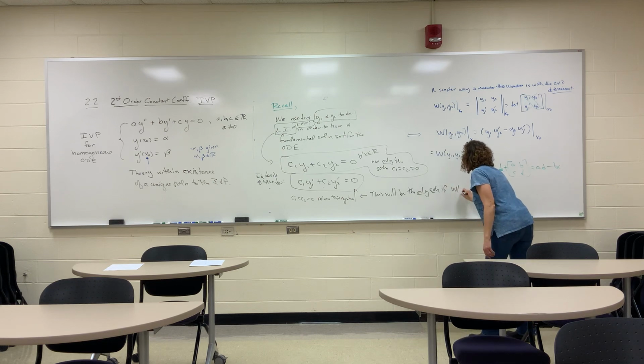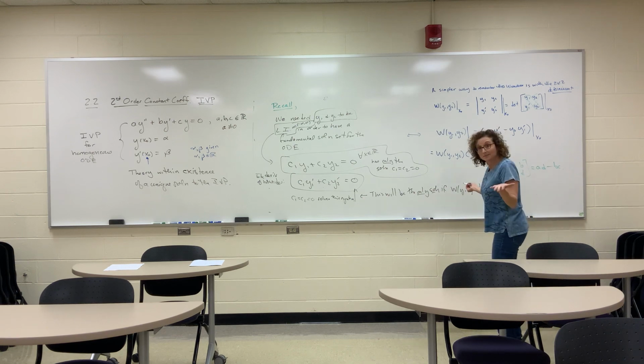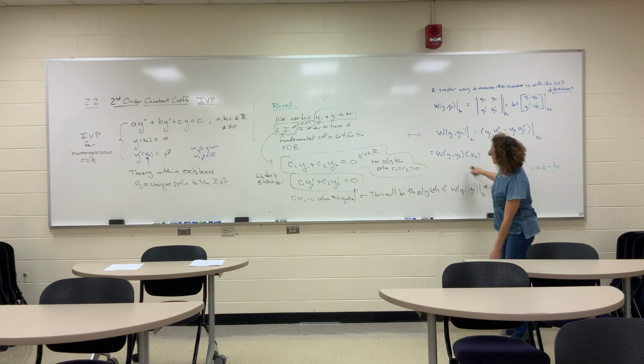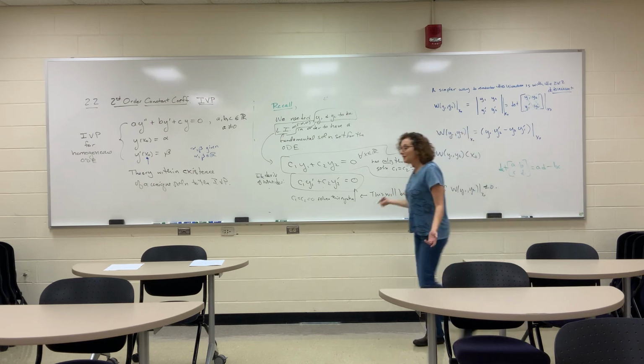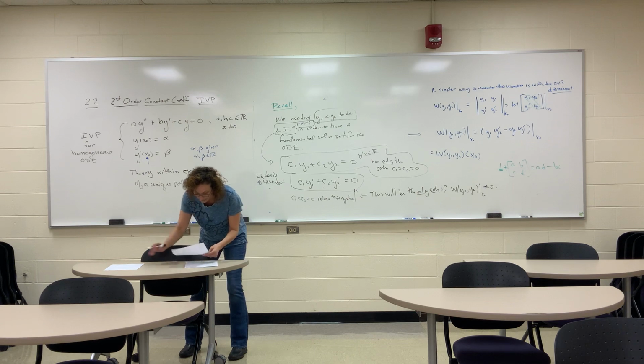If the Wronskian of y1 and y2 evaluated at x naught is not 0, that Wronskian being non-zero is going to come right back into the idea that the two functions are linearly independent. And so that is super, super nice. So let me see if I can close this up here for us.